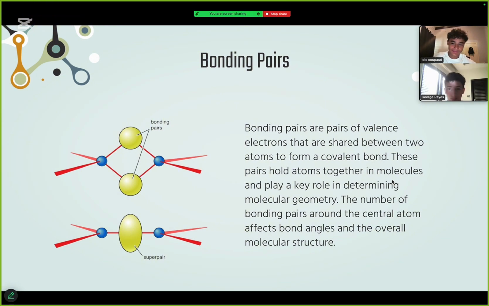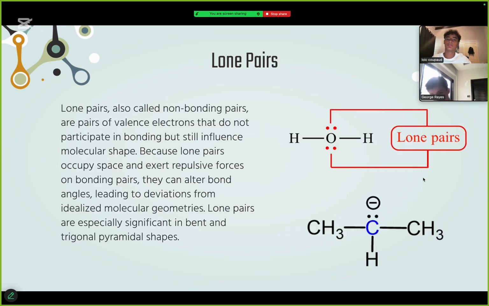Bonding pairs. Bonding pairs are valence electrons that are shared between two atoms to form a covalent bond. These pairs hold atoms together in molecules and play a key role in determining molecular geometry. The number of bonding pairs around the central atom affects bond angles and the overall molecular shape and structure.